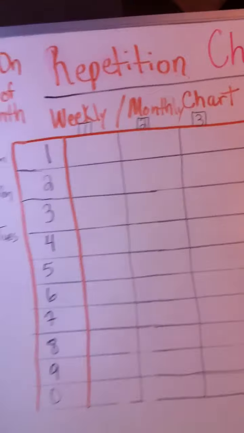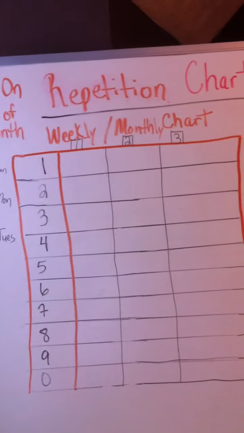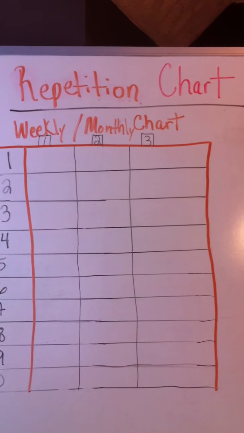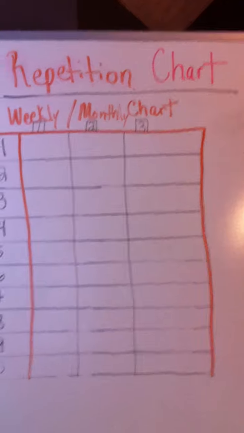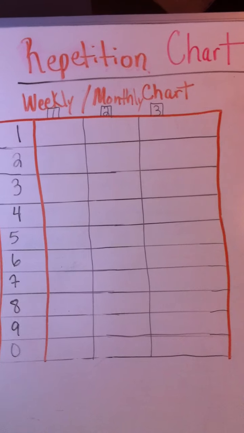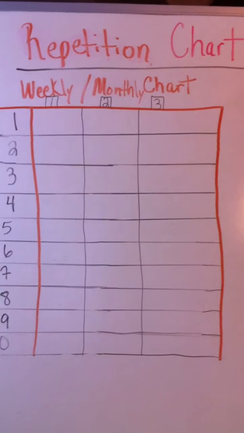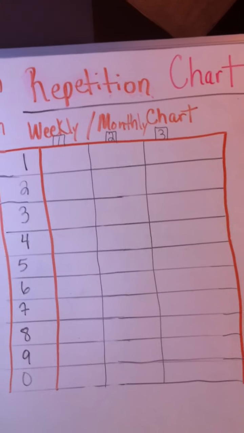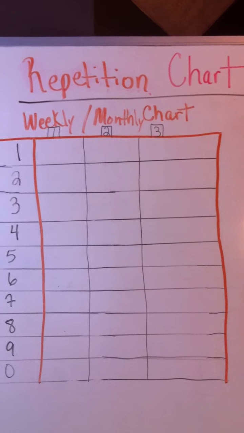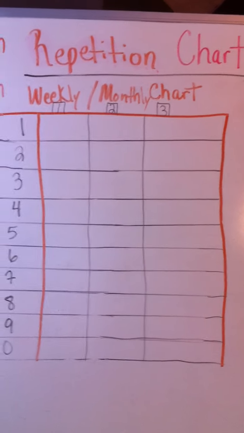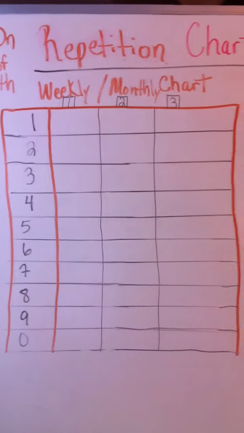As you see, it goes from 1 to 0. And it can be used weekly or monthly. I do monthly, and if I get behind, then I do a weekly chart. But you see the first section, it has a 1 at the top, then a 2 and a 3. That's the particular place that these numbers will fall in. And I'm getting ready to explain it to you now.